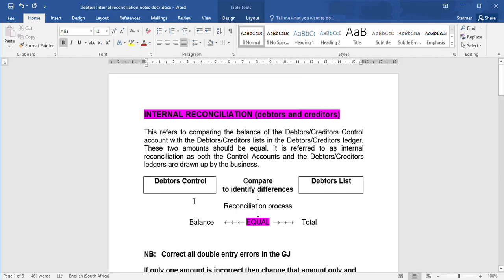So the way you're going to do this is you're going to take your debtors control account balance and your debtors list, and you're going to compare them to identify the differences. So you can see where things are not the same. Once you've done that, you're going to do the reconciliation process, and when you've completed that, the two balances and totals should be equal. In that way, you have reconciled the differences and you've used internal records. The debtors control and debtors list are drawn up by the business.